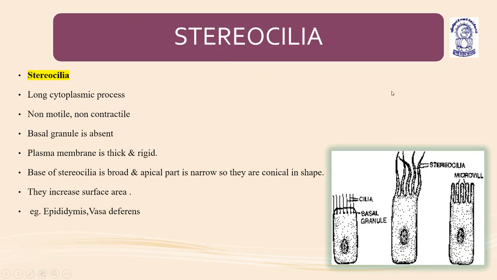Now coming to the next: stereocilia. You can see in this picture, these are cilia and these are microvilli. Microvilli are finger-like projections. Cilia are hair-like projections arising from basal granules. Microvilli do not arise from basal granules; they are an overgrowth of the whole epithelium. And stereocilia are long cytoplasmic processes which are conical in shape.